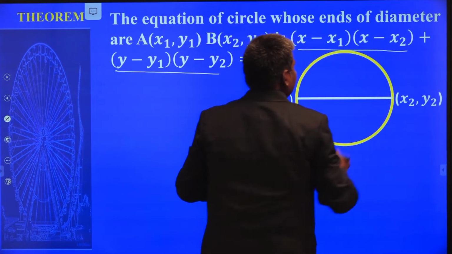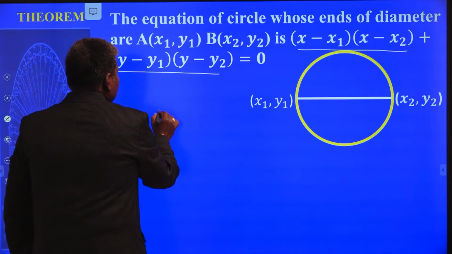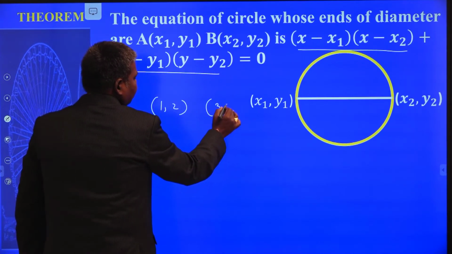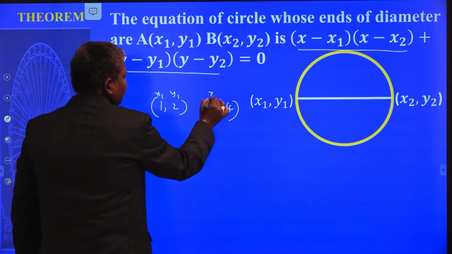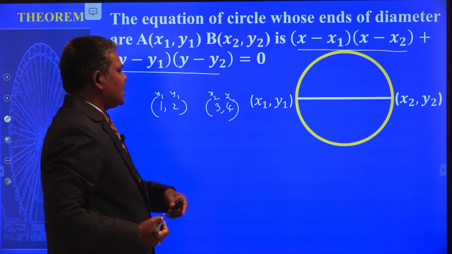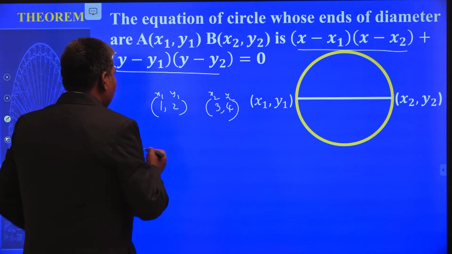(x minus x1) into (x minus x2) plus (y minus y1) into (y minus y2) equal to 0. Suppose your ends of the diameter are (1, 2) and (3, 4). This is your x1, y1. This is your x2, y2. From these 2 points itself, you can write the equation of circle without center and radius by the above formula.